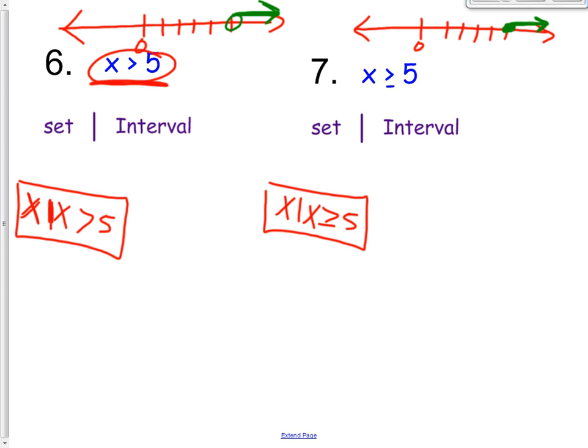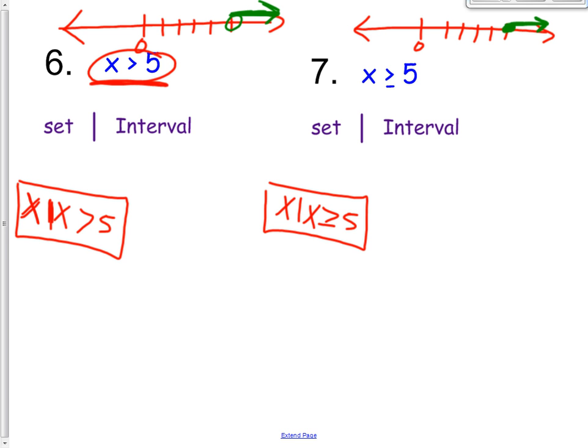Our interval notation, this is more important. I mean, this is something that we haven't done as much. It's not that it's more important, it's just newer to us, so it's very important to pay very close attention to it. With our interval notation, what we do is we describe the left part of our graph and the right part of our graph. So it starts at 5. This green line starts at 5.